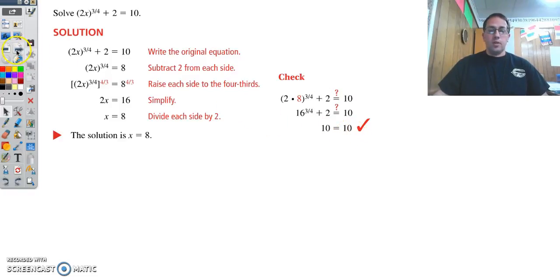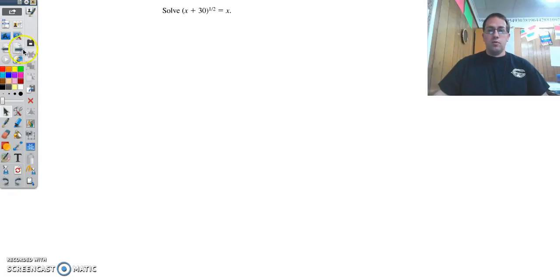All right. So let's do one more. Here we have x plus 30 raised to the 1/2 power equals x. So here you notice we have x on both sides of the equation. Now we don't have to isolate the exponent because it's already isolated. There's nothing else here. Everything's being raised to the 1/2 power. So we need to cancel out the 1/2. So we do that by raising it to the reciprocal of 1/2.